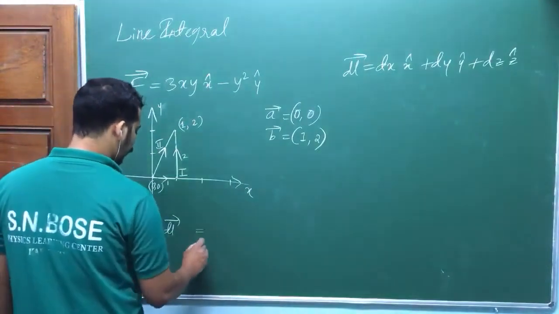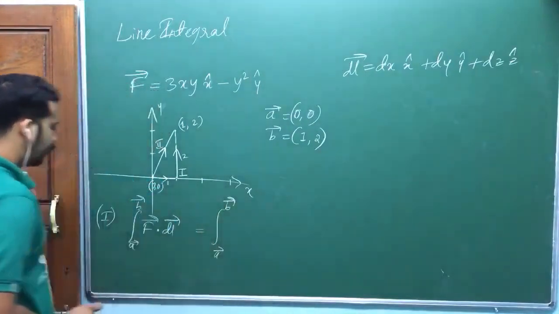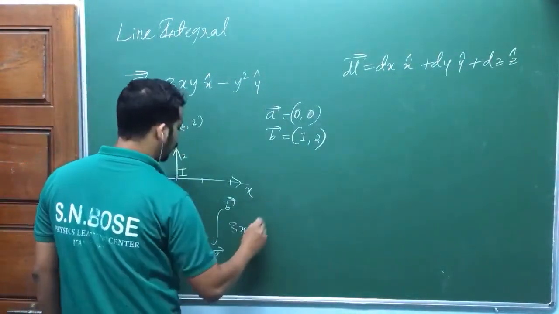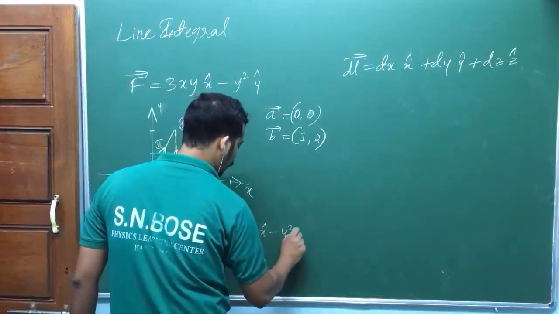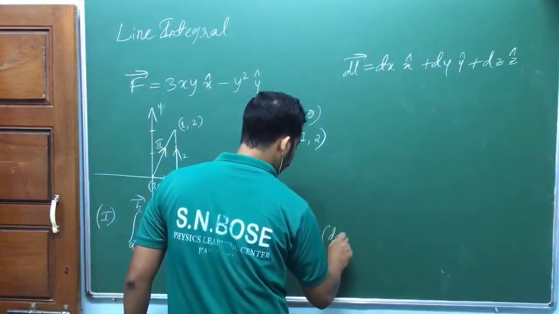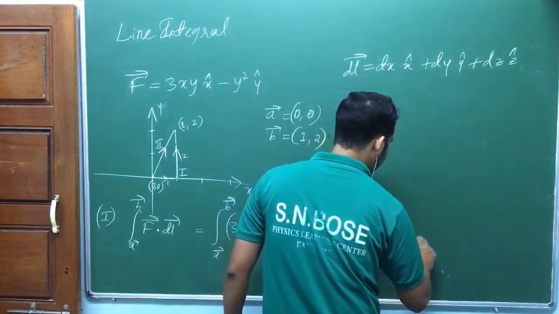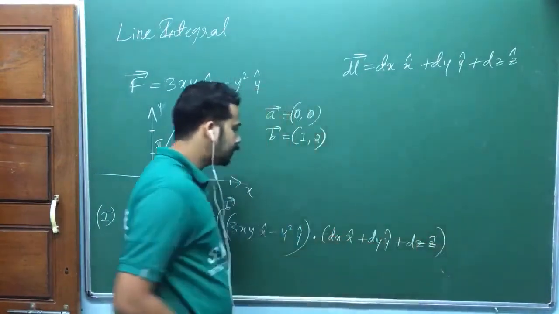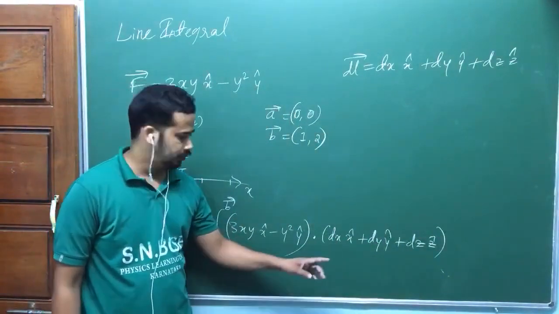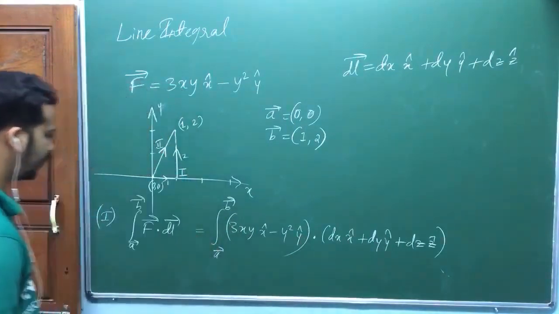What is F bar dot dL bar, A to B? It is 3xy x cap minus y square y cap, taken dot product with dx x cap plus dy y cap plus dz z cap. How do you deal with this z cap component? Now you have to write 0 into z cap here. That part is 0. I hope you can deal with it.